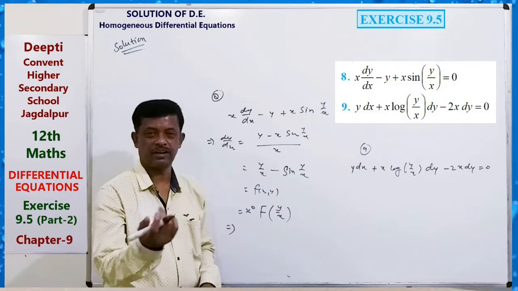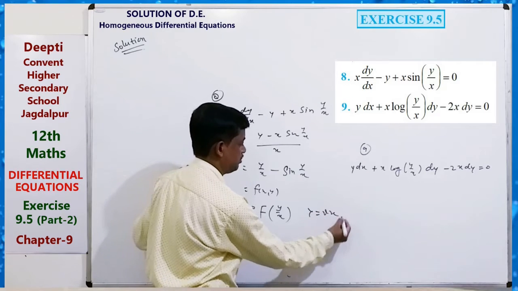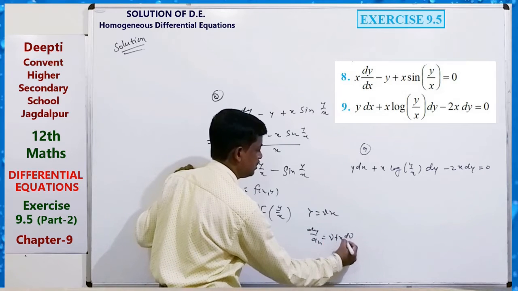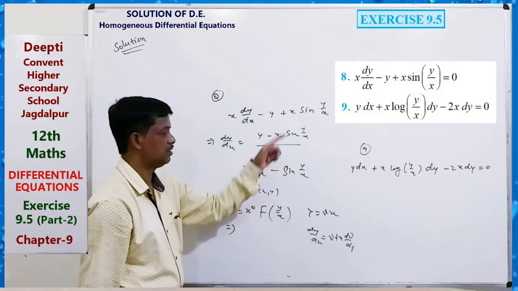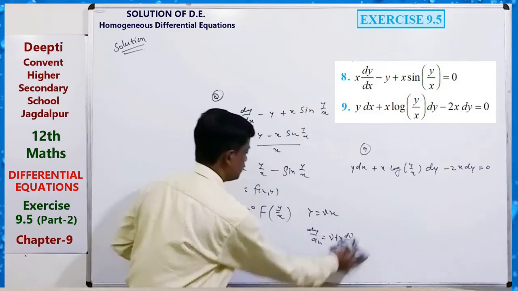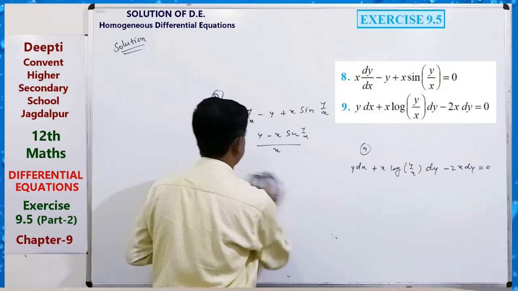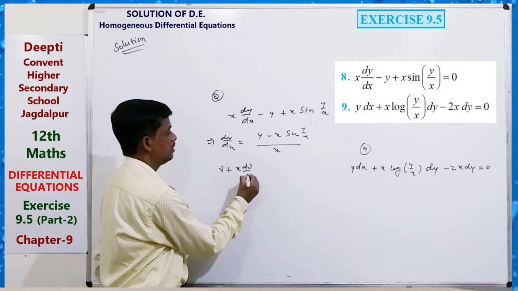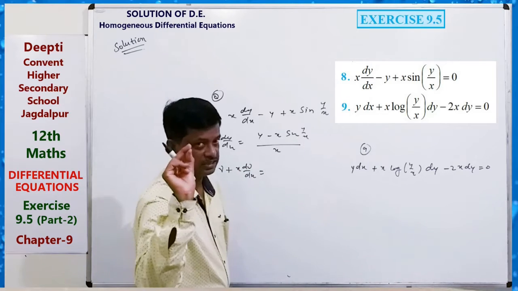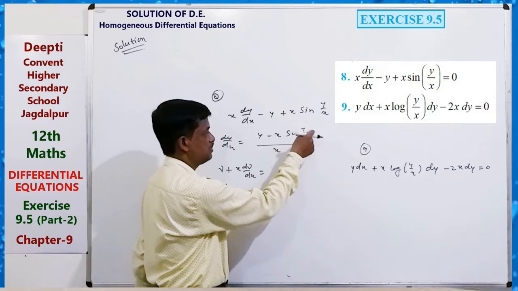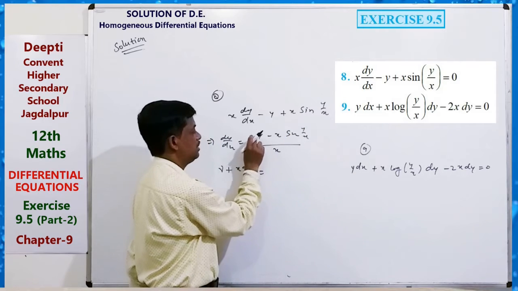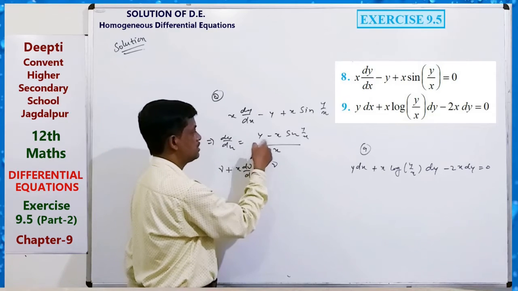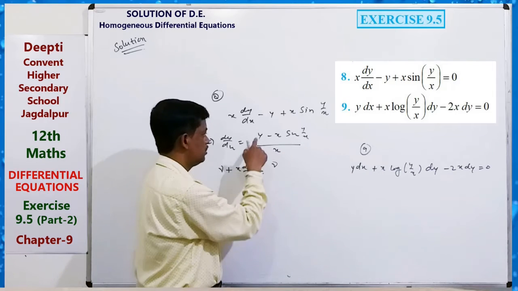So for y by x, we can write y equals vx. Here dy by dx equals v plus x dv by dx. Substitute this in the given equation. Here dy by dx means v plus x dv by dx equals, here y equals vx, so vx, the x cancels, v minus sin v.